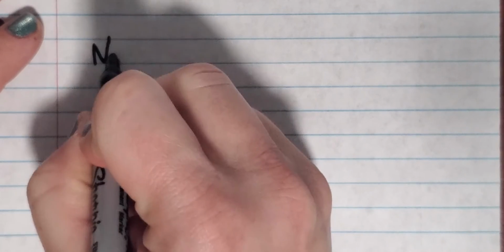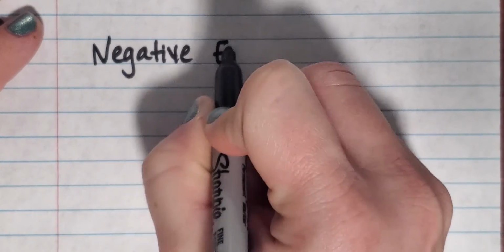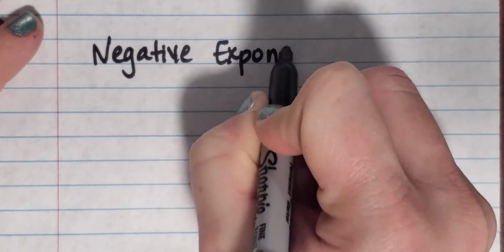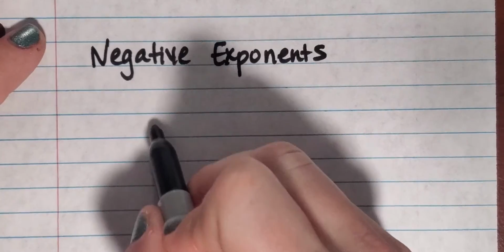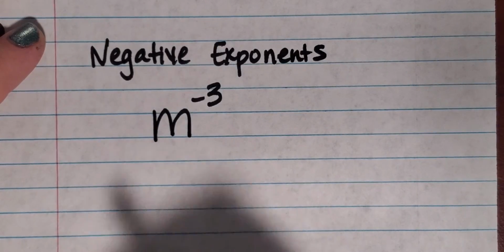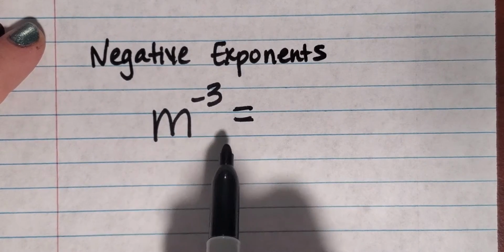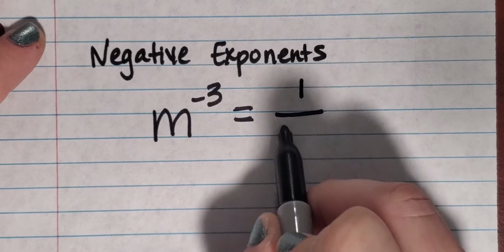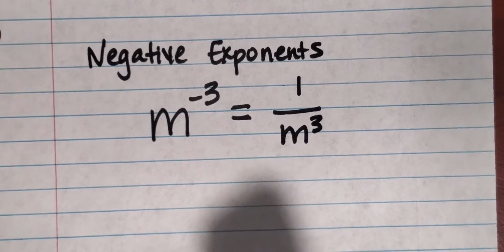And then the last one. This last one is most likely the one that people trip up on the most. So if I have m to the negative 3rd power, when I simplify this, it is going to look like this. Now let me explain this.